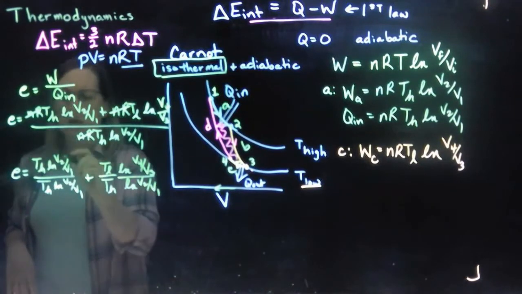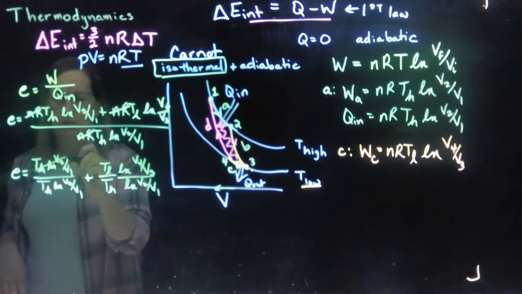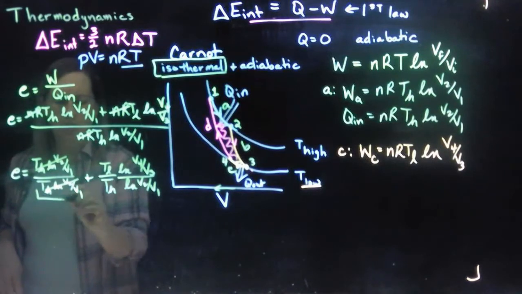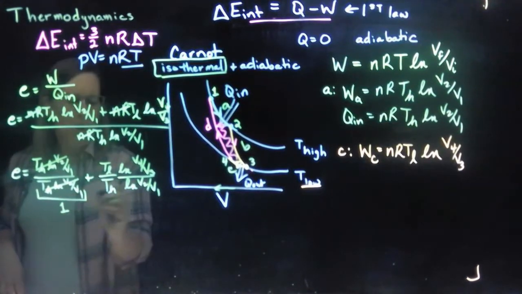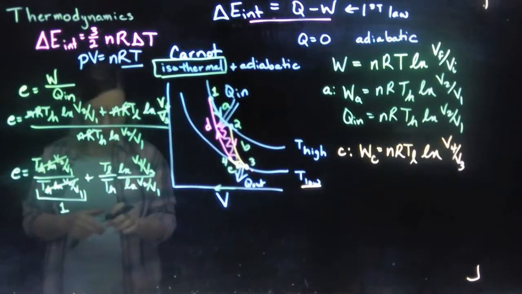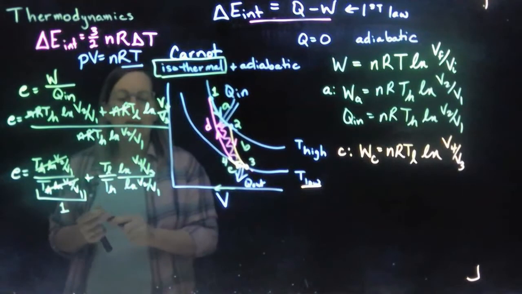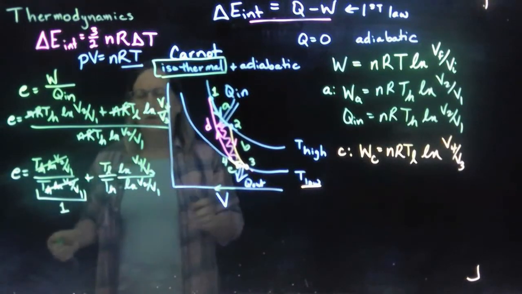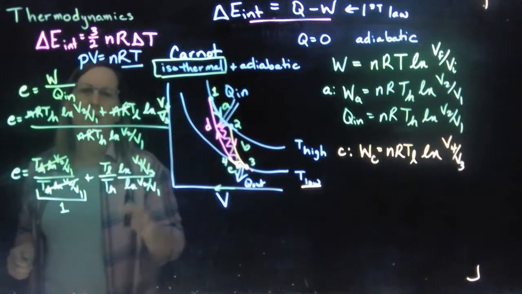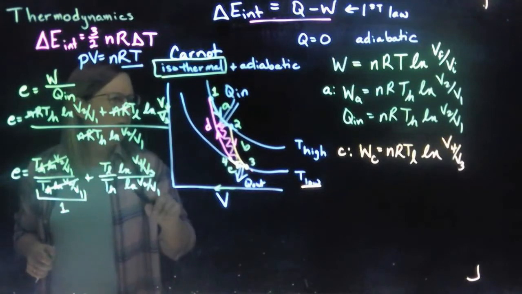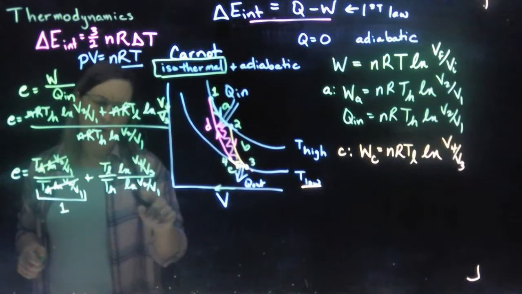This is kind of a mess. This one is nice: the top and bottom cancel, so that gives me a 1 here. And then I've got to deal with this term, and I need to use something about an adiabatic process to deal with it. The first thing I want to do is make everything a positive number here. V2 is bigger than V1, so that's positive.